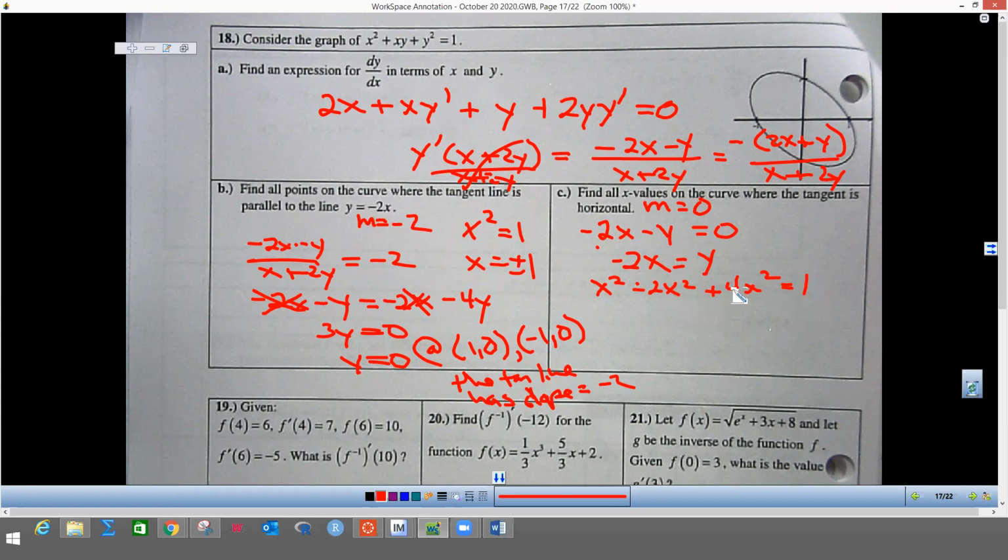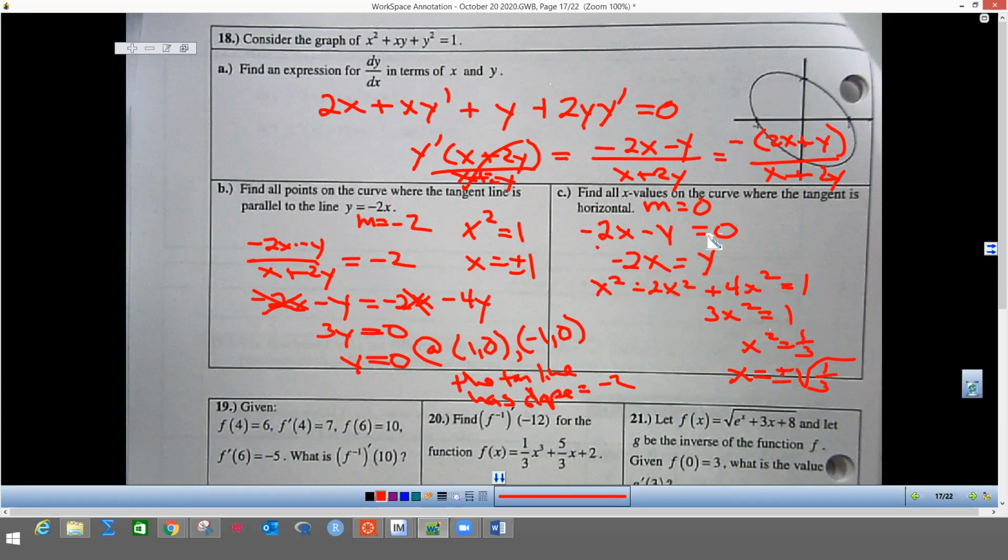So I combine like terms. Let's see, 4 and 1 is 5, and 5 minus 2 gives me 3x squared. So x squared is going to equal 1/3, and this one's kind of ugly. So at x equals positive and negative square root of 1/3. So we're talking like right in here somewhere on both sides.